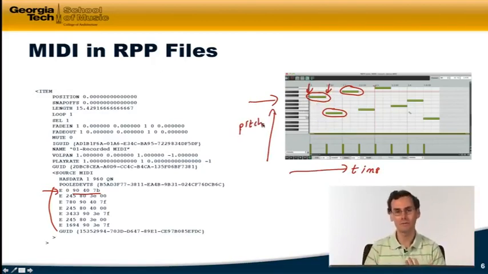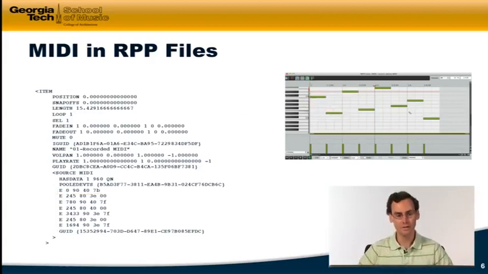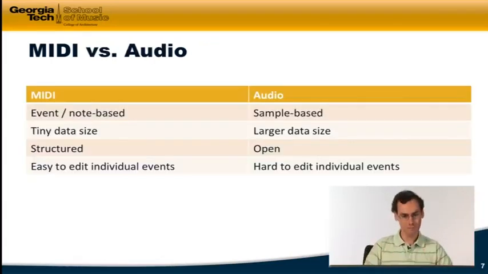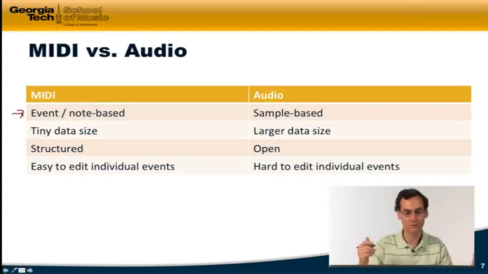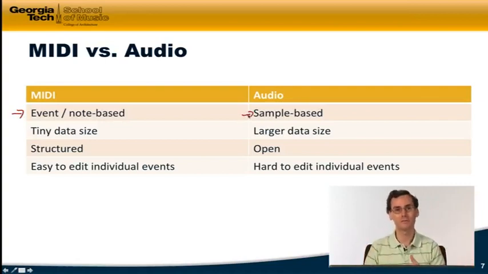So we see this represented in a much more abstract and symbolic form than we would see with an audio waveform. We can look at this and immediately understand some things about the MIDI that exists on that track. So I want to emphasize these differences a little bit more. So I put together this little table to try to summarize these. We already talked about how MIDI is event or note-based, whereas audio is sample-based. And that's what I tried to show you in the last couple slides.